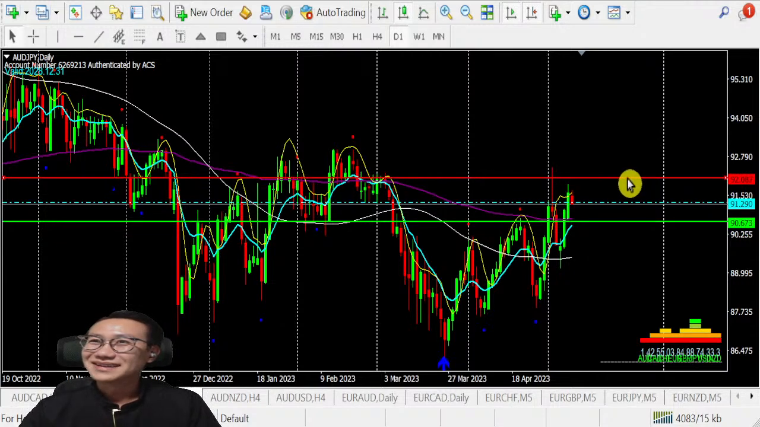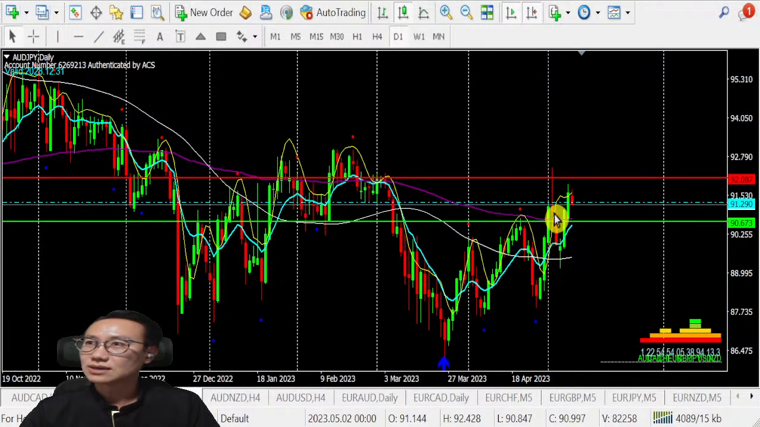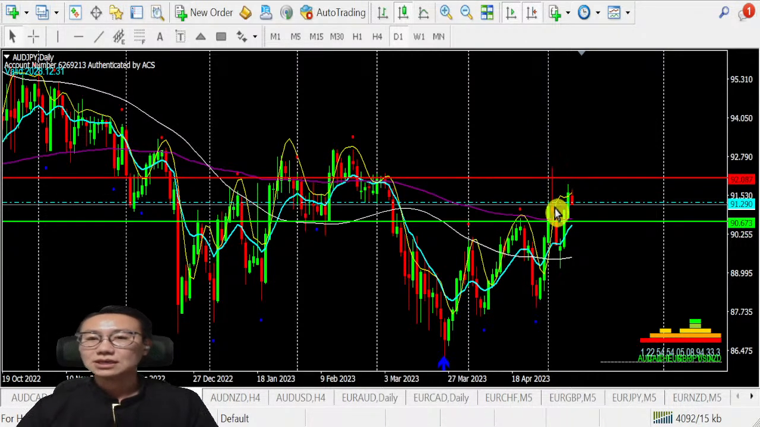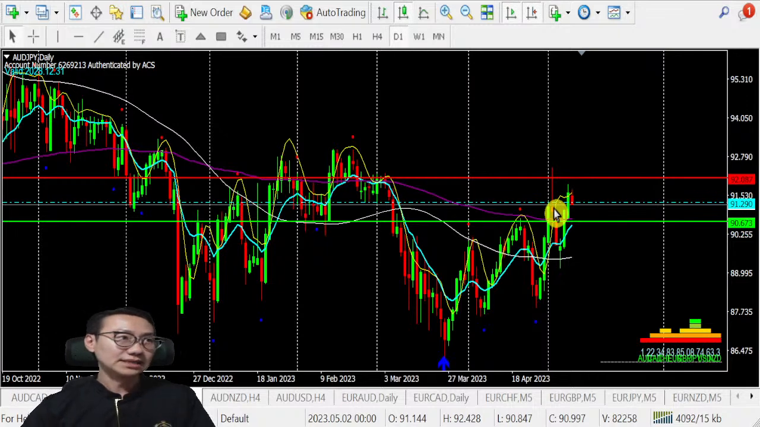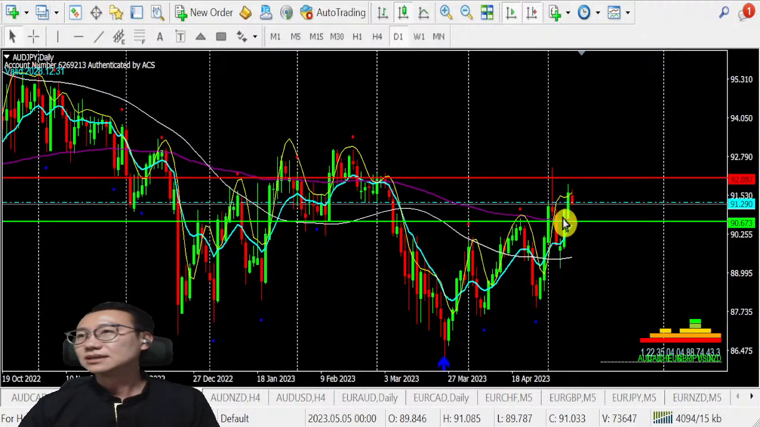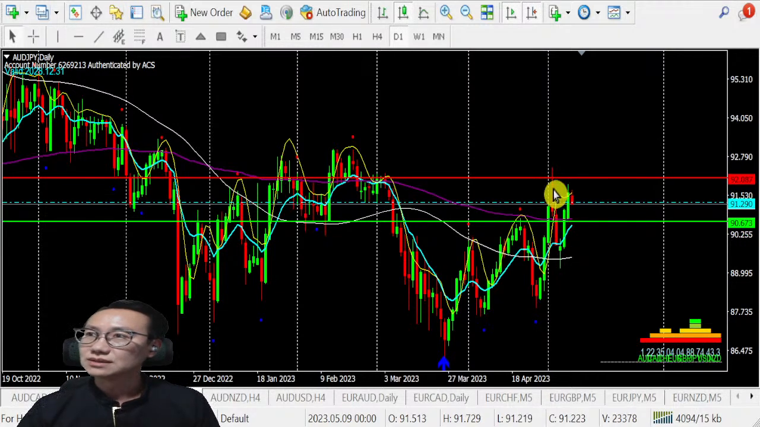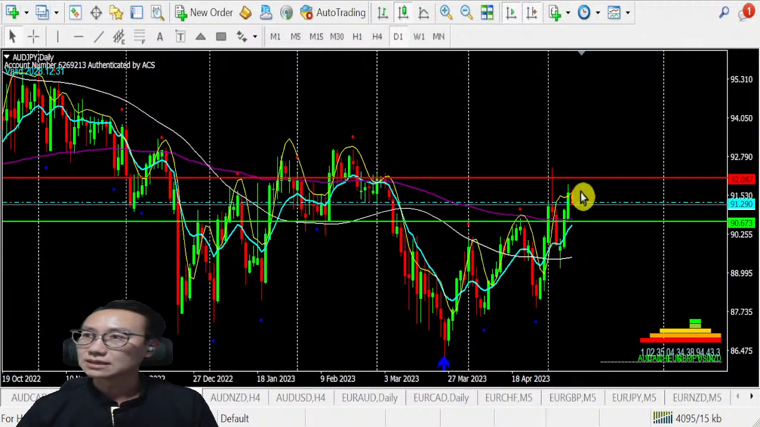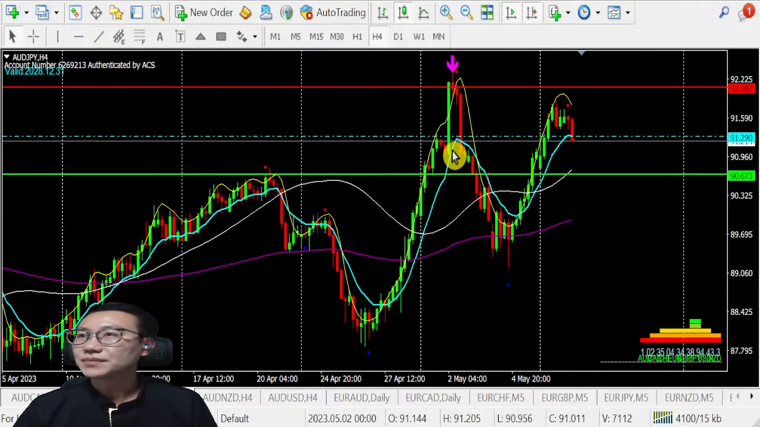Okay, so we have one more resistance over here. As we can see, in this resistance range, price tested once to bring the price down, and now it has tested up once and got rejected harshly over here. At this point, they are now retesting again and coming back. We can see this is quite a good one. But let's go into details in H4.